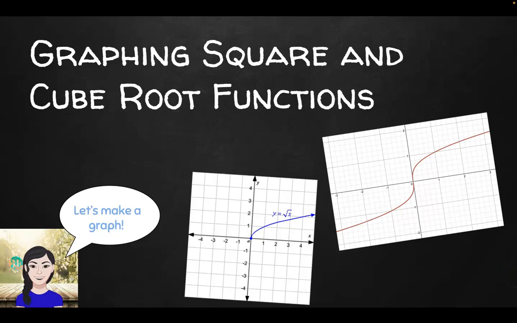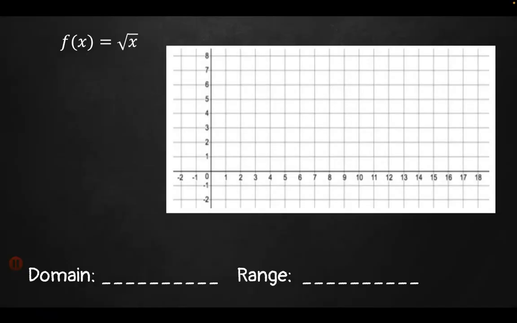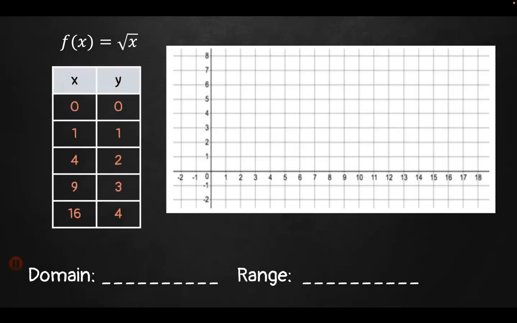Hi everyone, thanks for joining me as we graph cube and square root functions together. We're going to start with our first function, f of x is equal to the square root of x. We're going to make a table first. We picked some x values and plugged them into our function, and we got our y value as a result. So we're going to plot those points on our graph, and then connect them together.